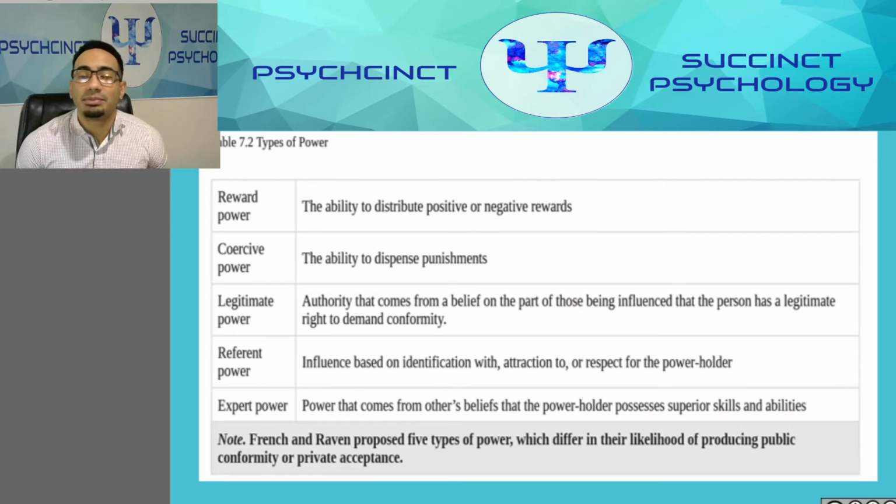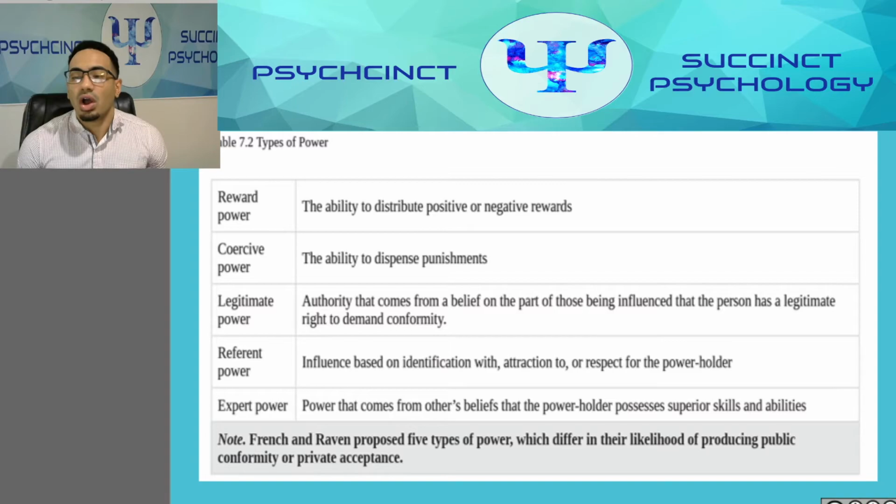Now, understanding the types of power is important because it allows us to see more clearly the many ways that people can influence others. Let's consider these 5 types of power, beginning with those that are most likely to produce public conformity only, and moving on to those that are more likely to produce private acceptance.